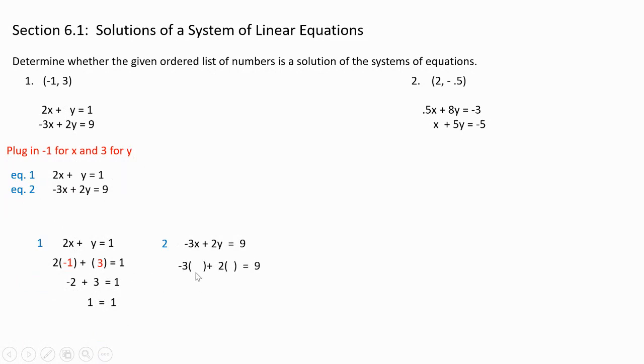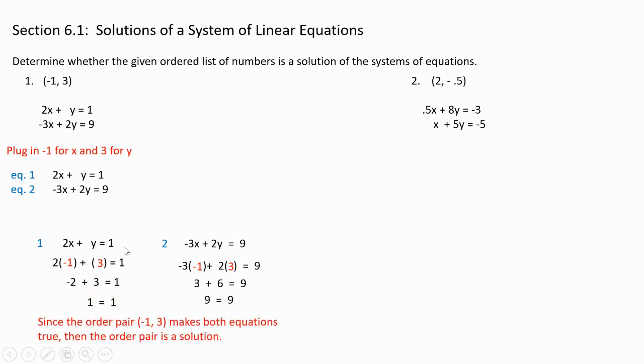And we do the same thing. We're going to plug in -1 for x and 3 for y. So we have 9 equals 9, so that means that point is a solution for the two equations. Okay. Now I do the same thing for number 2.